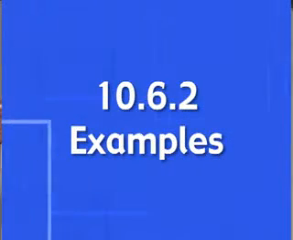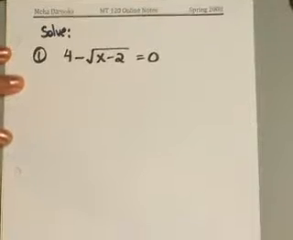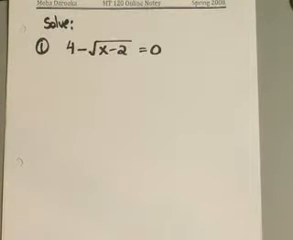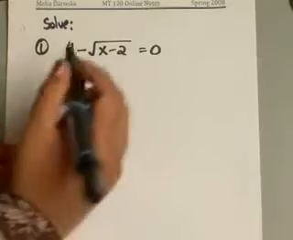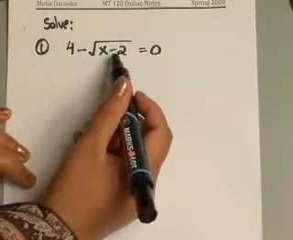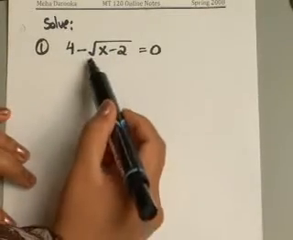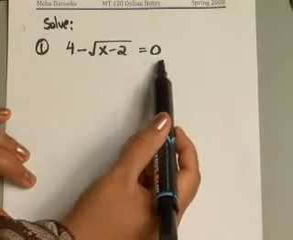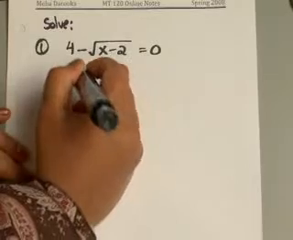All right, let's look at examples to solve equations with radicals. And again, we'll start by isolating our radical first. So you have 4 minus square root of x minus 2. You will go ahead and isolate your radical. So we'll go ahead and move this radical term over to the other side.